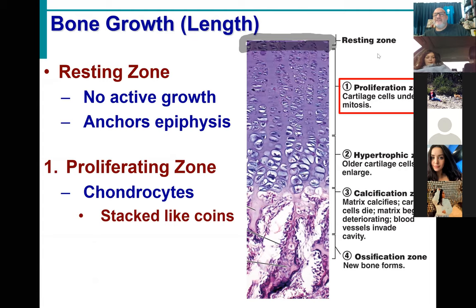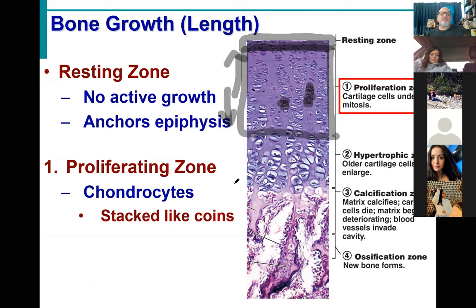All right, notice the next region, which happens to be the largest region, not surprisingly, is the proliferating zone. Notice in this proliferating zone, as we talked about, you can see all the stacks of chondrocytes as they are rapidly dividing and pushing away from each other. So it is this area where the tissue is expanding. It is this area where we're using that interstitial growth to increase the length of the bone, to move the epiphysis further away from the diaphysis.